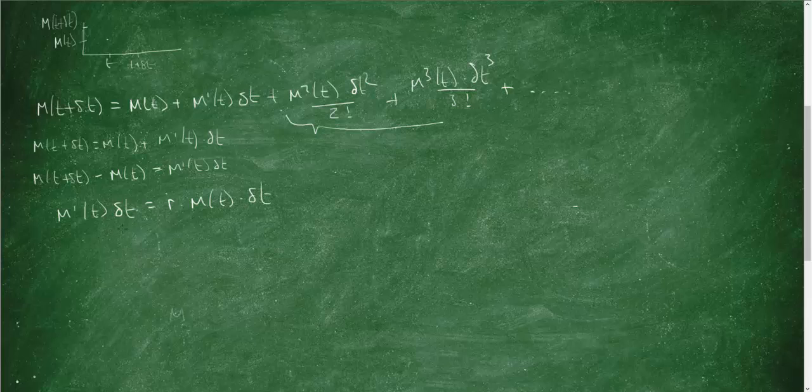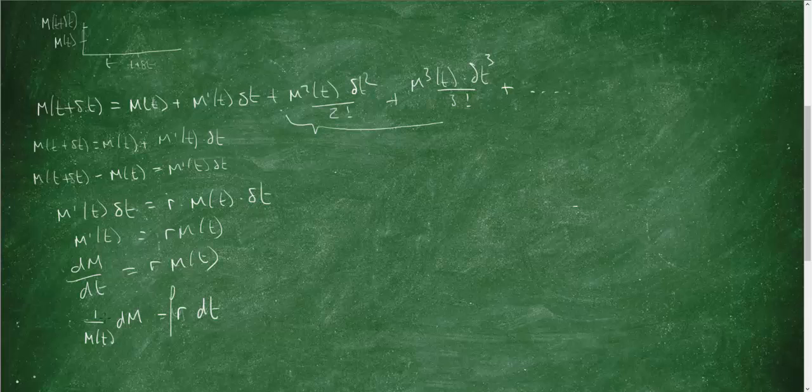Now what we can do is divide both sides by delta t. So we would have the first derivative of m equals r times m of t. Another way we can rewrite this is dm over dt equals r m of t. Now this is just a separable differential equation. So what we do is divide both sides by m. So we would have 1 over m of t times dm, and we multiply both sides by dt, so we would end up with r times dt.